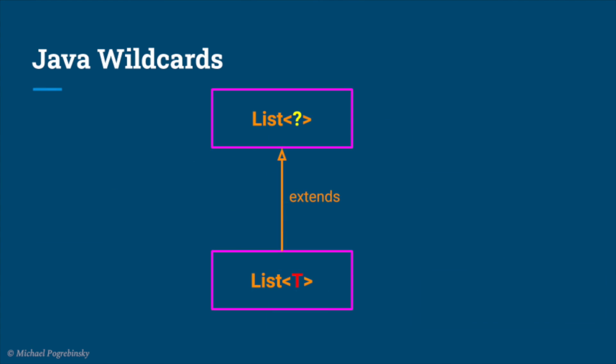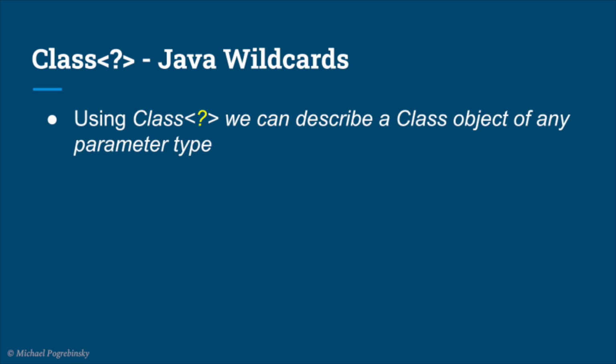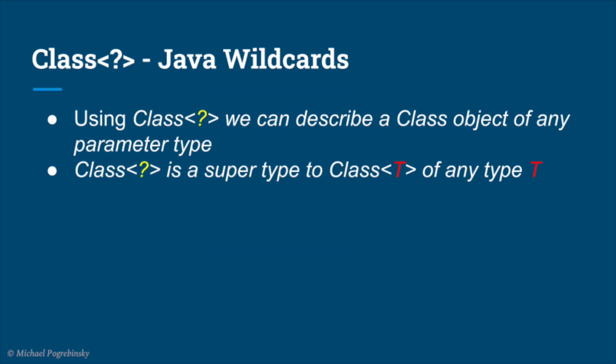However, List question mark, which is also called a wildcard, is a supertype for a List of any generic type. Another way to say this is that List question mark is a superclass of List T for any generic parameter T. This kind of relationship is true for any generic type, including Class, which is also generic. So using the Class with a wildcard, we can describe a class object of any parameter type, as a Class with a wildcard is a supertype for all of them.